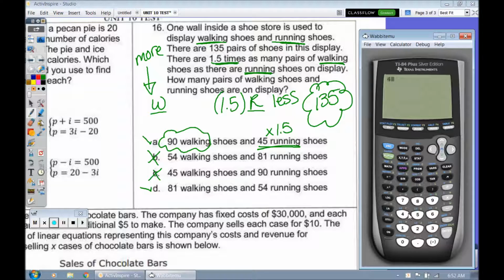So let's do that here. 45 times 1.5. Does that give me 90? No. Let's try this here. 54 times 1.5. Is that going to give me 81 walking shoes? Yes, it will. There's our answer, D.